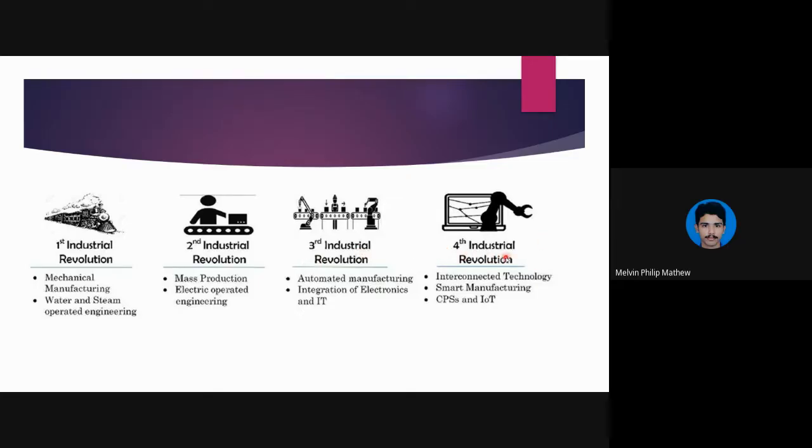Then the fourth industrial revolution, we are using interconnected technology, smart manufacturing, and CPS and IoT. This further reduces the human labor that has to pack and mass produce the products, and the machines here were integrated into a completely automated mechanism, not fully, but a part was integrated. The majority of it is connected under interconnected technology.